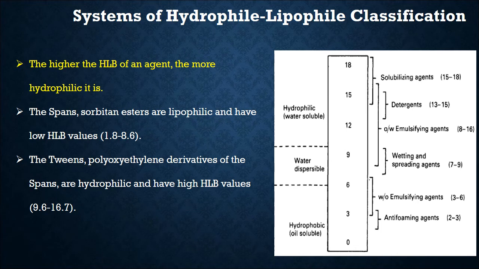The lower the HLB of an agent, the more lipophilic it is. The Spans, for example sorbitans, are lipophilic surfactants with a low HLB value, but with Tween, because of the polyoxyethylene side chain that is added to the Span, they are more hydrophilic and have a high HLB value, so they will favor the formation of oil-in-water emulsion.